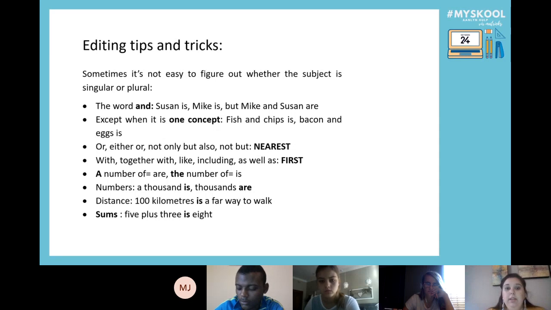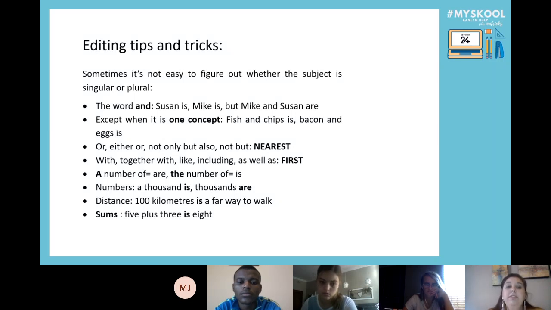Now, here are two rhymes that you can remember. Or, either or, neither nor, not only but also, not but: nearest. Then you look at the one that is closest to the verb. Neither the cat nor the dogs. Now you have a singular and a plural in the same sentence. So which one are you going to look at? The one nearest to the verb. Neither the cat nor the dogs are, because dogs is plural and that is nearest to the verb.